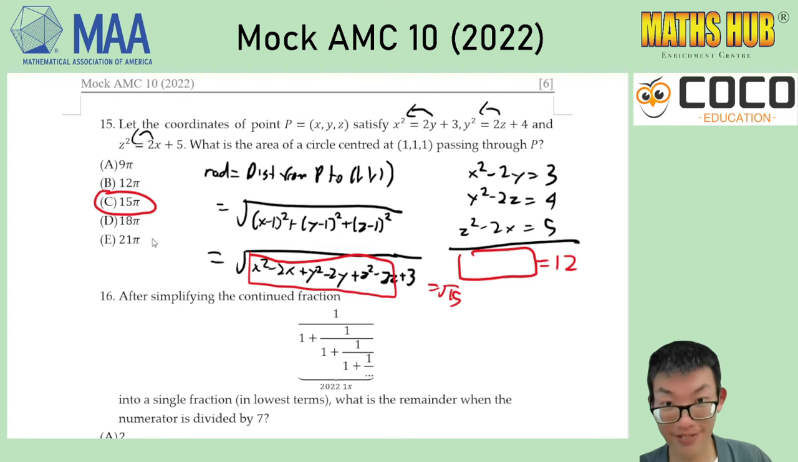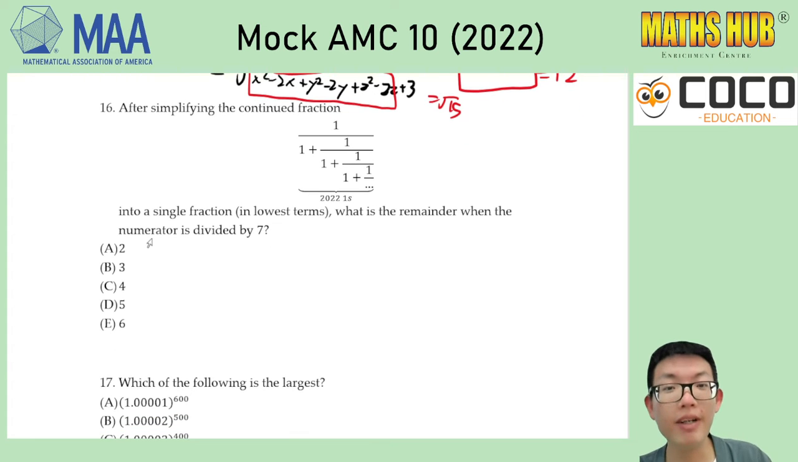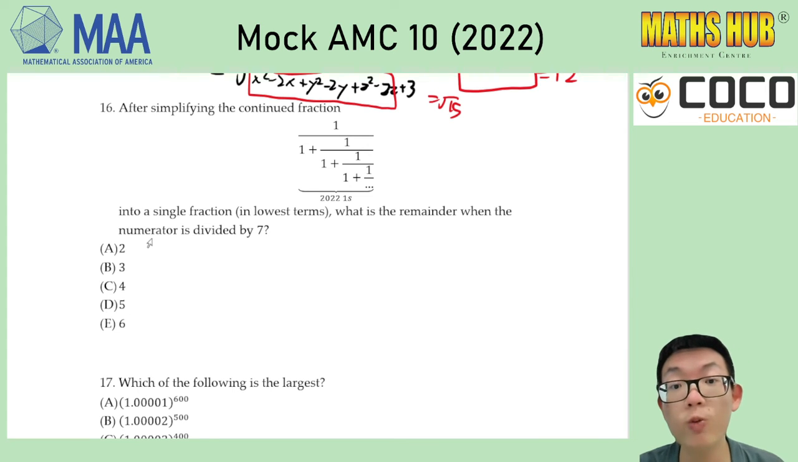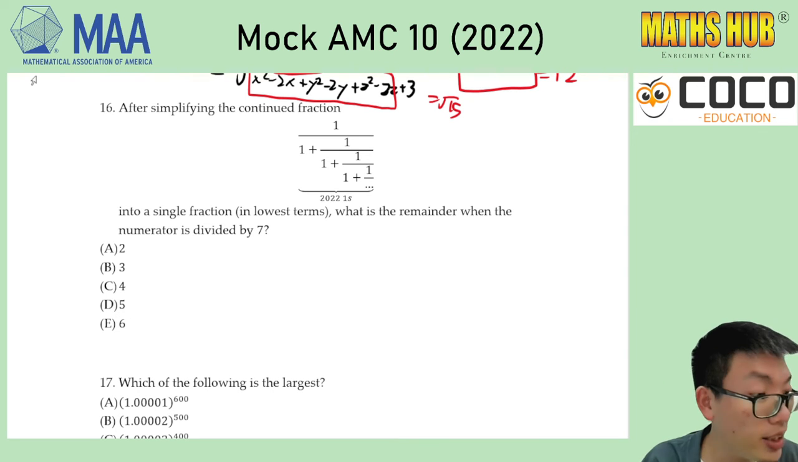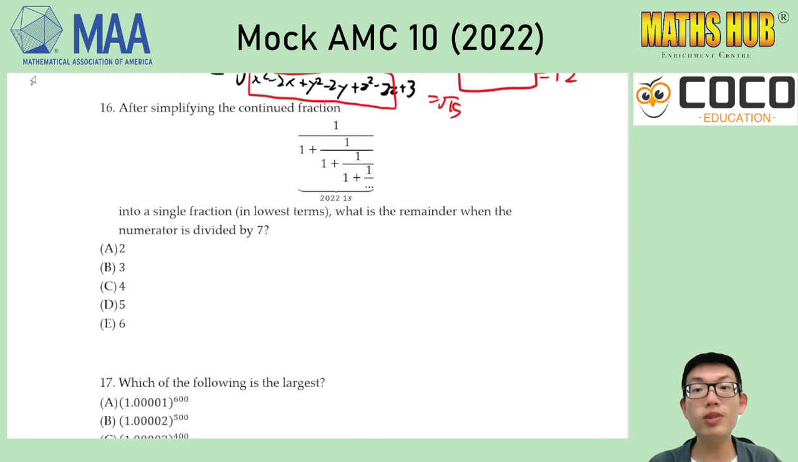Question 16. After simplifying the continued fraction, 1 over 1 plus 1 over 1 plus 1 over 1 plus 1 over dot dot dot into a single fraction in lowest terms, and this continued fraction contains 22 ones. What is the remainder when the numerator is divided by 7? Okay, so what you definitely need to do here is to find some sort of a pattern.